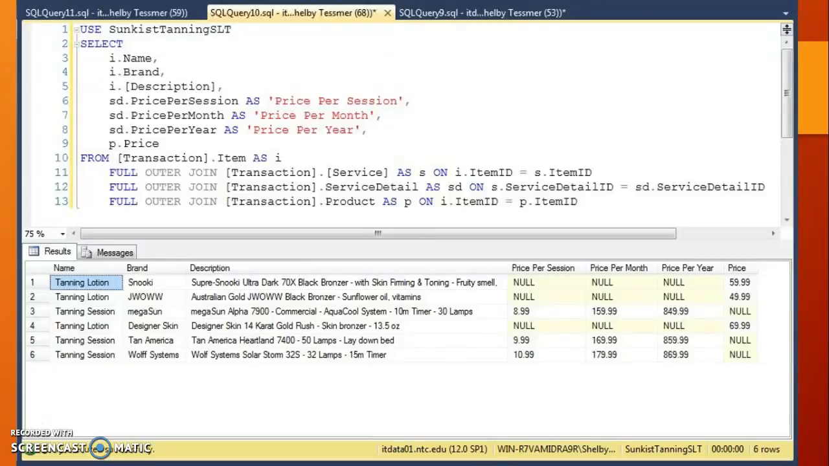So that is my database, and this is all for Sunkist Tanning, and it definitely fits the needs of the business, so I hope it all works out.